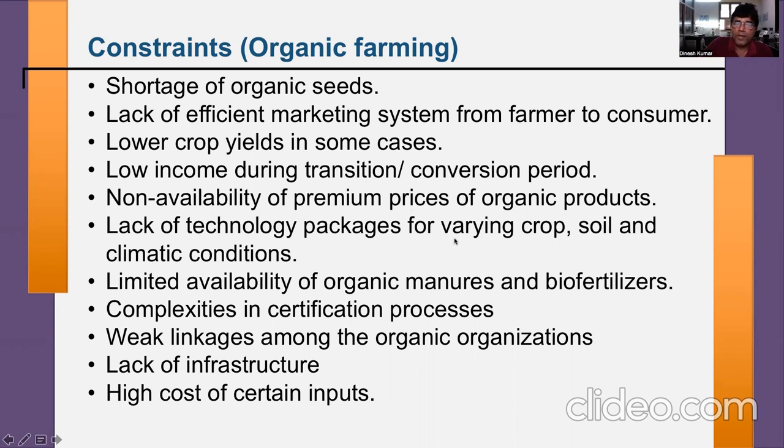Lack of technology package for varying crops. We are still in the process of development of technologies for organic farming. If you remember, there are four components: standard, certification, technology package, and marketing. Limited availability of organic manures and biofertilizers. Complexity in certification process. Weak linkages. Lack of infrastructure. High cost of certain inputs. I can explain all these points, but it takes time. Therefore, I just avoid it.